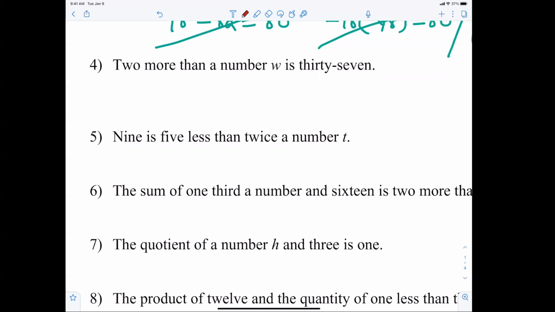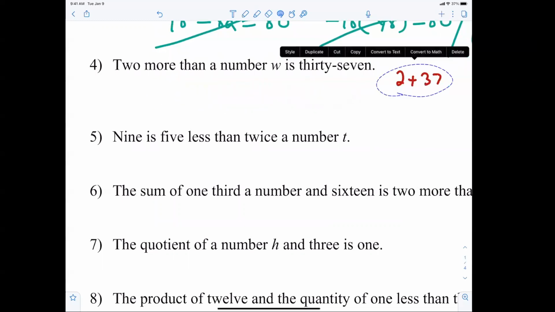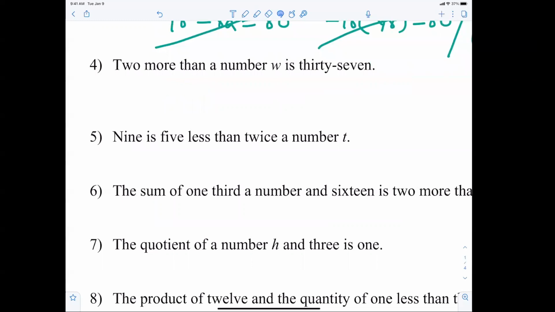I said 2 plus 37. 2 plus what? 37. That's it? Now, Molly, I'm going to help you with this. Let's start over. I want you to read it. 2 more than 11. Stop. 2 more than. What does that mean?